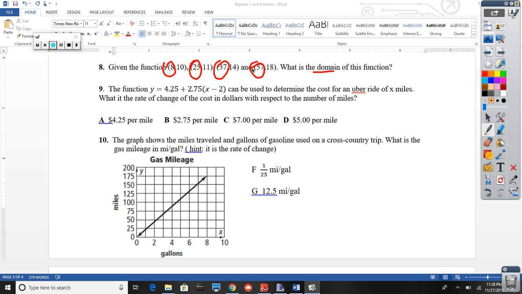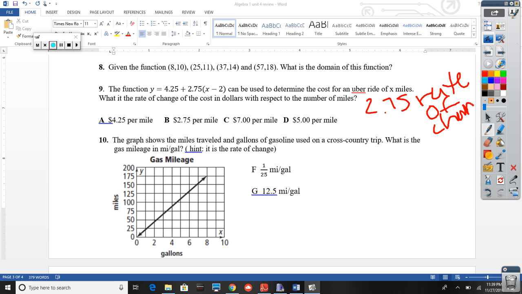Number 9 says the function can be used to determine the cost of an Uber ride. What is the rate of change in cost of dollars? Rate of change. This is in slope-intercept form, except that they moved this number. Usually we see it on the back over here, right? But the number right next to the x is still your slope right here. Rate of change means slope. So I believe that was a positive 2.75. That's my rate of change.